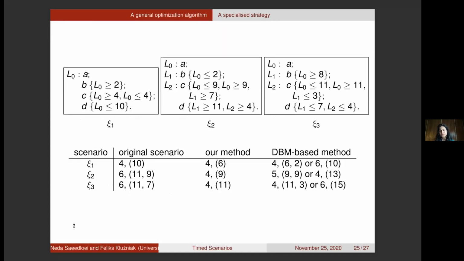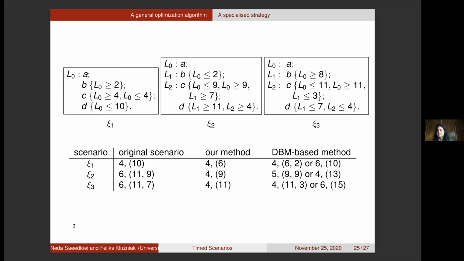Here I have included the result of the comparison between our method and the DBM reduction method on 3 scenarios. Let us take the first scenario, Psi1. The original scenario has 4 constraints, and in the timed automaton corresponding to this scenario, we will have only 1 clock with maximum constant 10. After applying our method, the number of constraints is still 4, but the maximum constant goes down from 10 to 6.